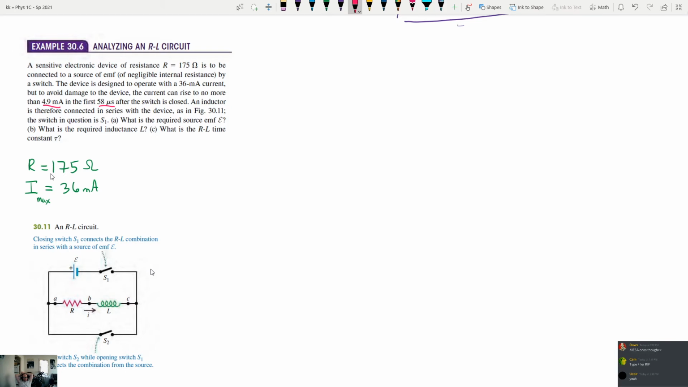Isn't that your start rate of current changing? Mm-hmm. You could think of it as an average rate, maybe. Yeah, it's an average rate. I don't know if that's necessarily going to be how we're going to use it.